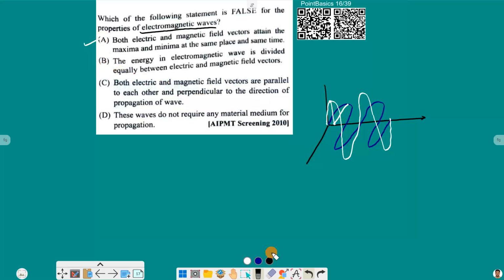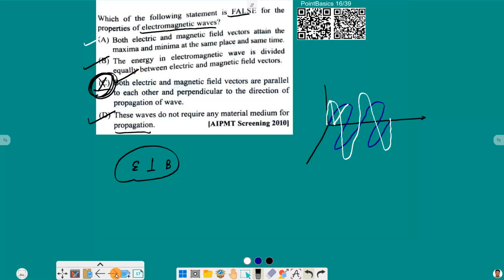The energy of the electromagnetic waves is divided equally. So yes, it is equally in both electric and magnetic components. And both electric and magnetic field vectors are parallel to each other. So that is wrong here, because the electric vector is perpendicular to the magnetic vector in case of EM waves. So option C is wrong here. And these waves do not require any material medium for propagation. So yes, they can even travel in vacuum, and they have the highest speed in vacuum. So option D is right, and we have to find the false statement. So option C is the false statement here, and that will be the right answer for this question.